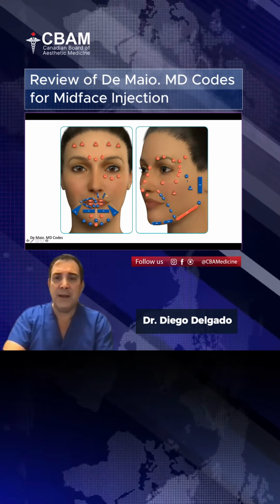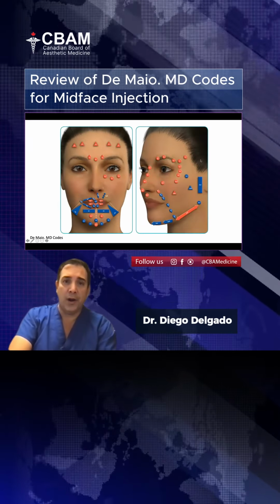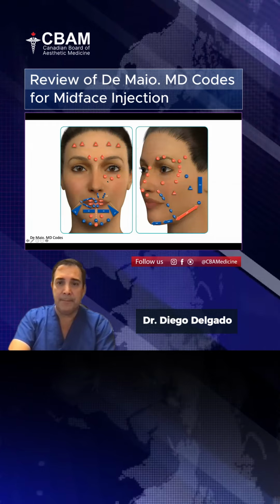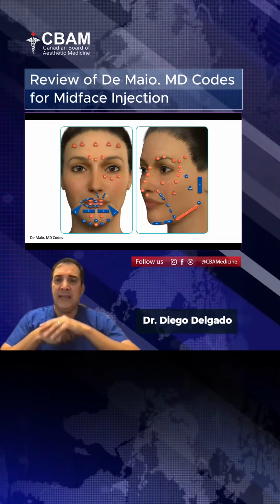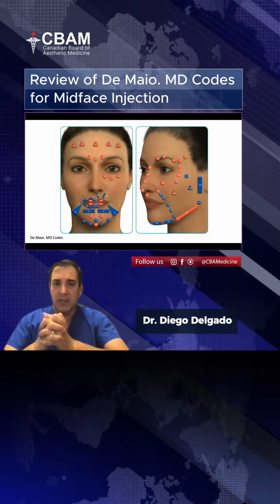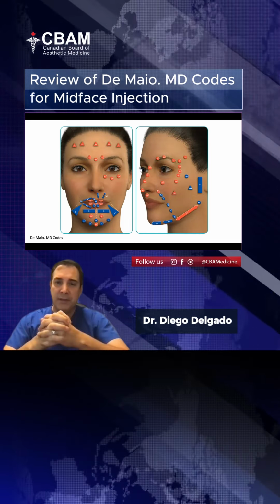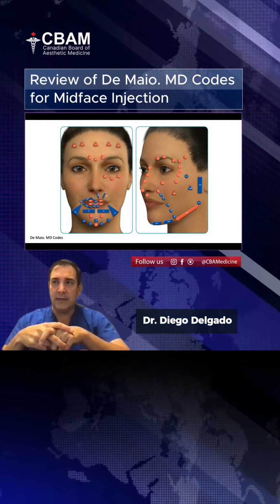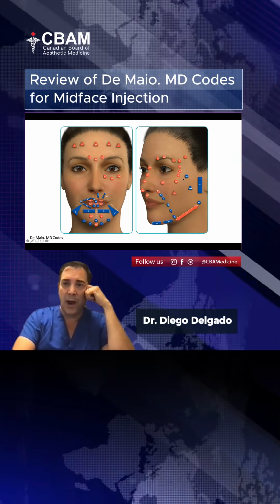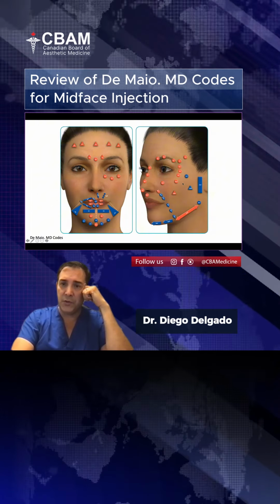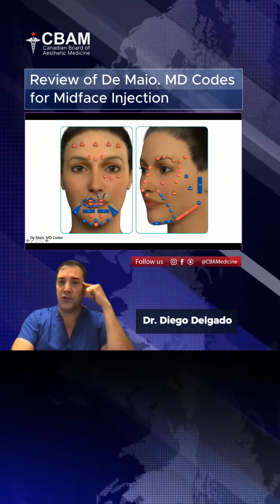I'm sure you are familiar with the Maio codes, where we have specific areas with specific volumes, with specific indications with needles or cannulas. So for those who are not familiar, I recommend to read these recommendations. Here you have areas like CK1, very safe to use because there are no major vascular structures in this area.